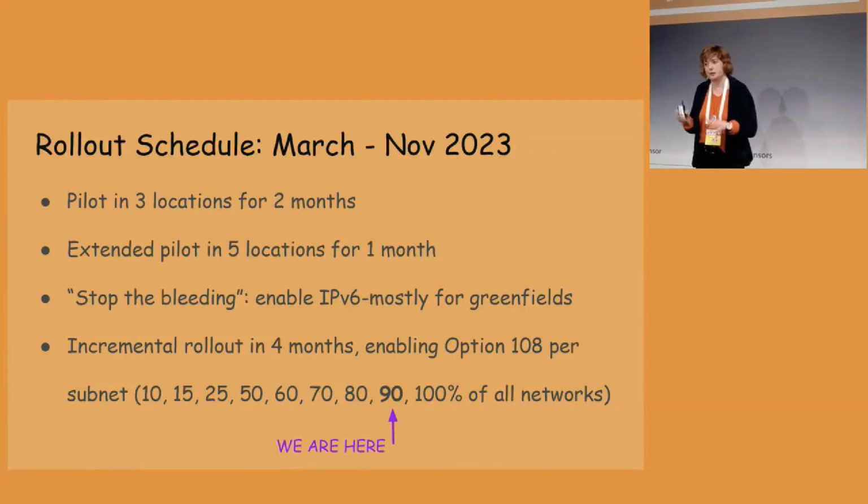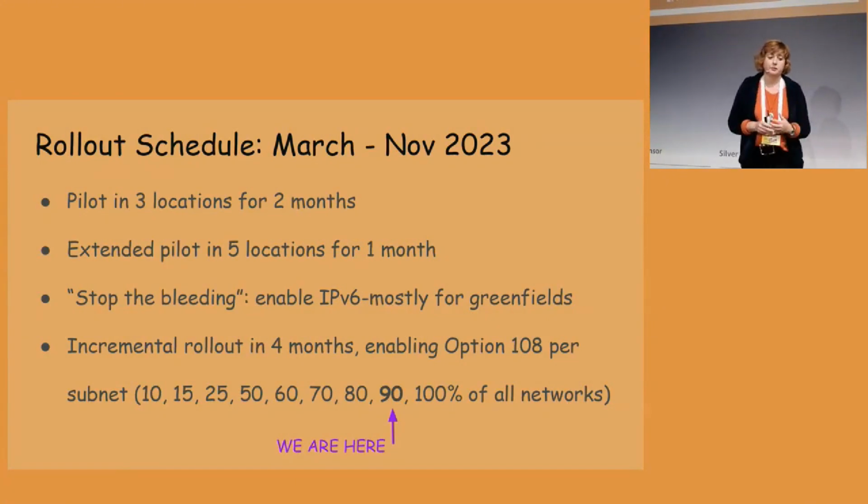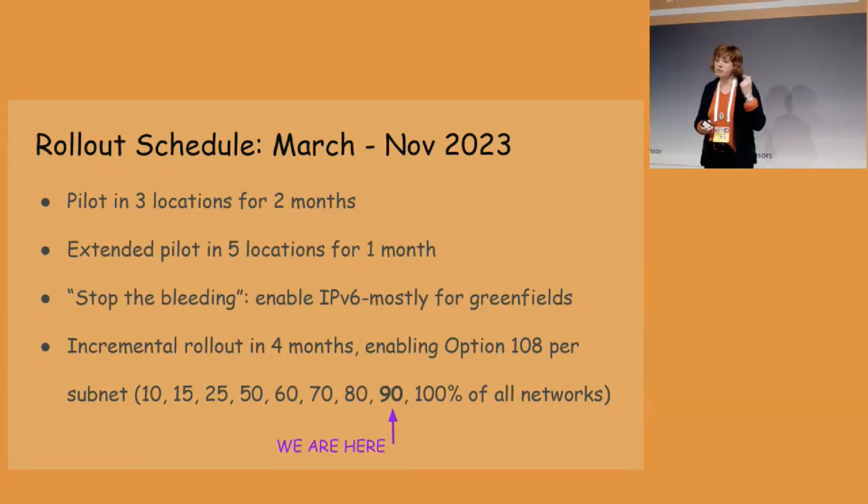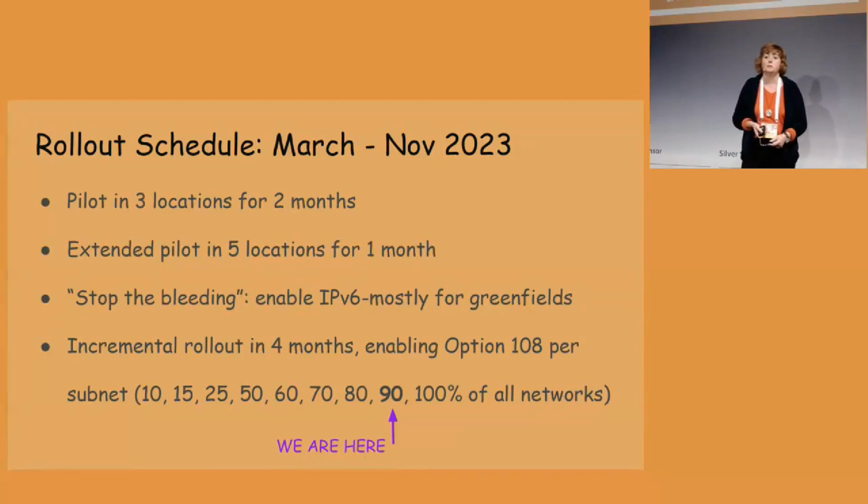So we started with an extended pilot, first in 3 locations, like I started in Sydney where I was. Then we extended it for 1 month in 5 big offices. And then we flipped the switch and said, okay, from now on, all new offices are turned on with option 108 by default, IPv6-mostly mode.